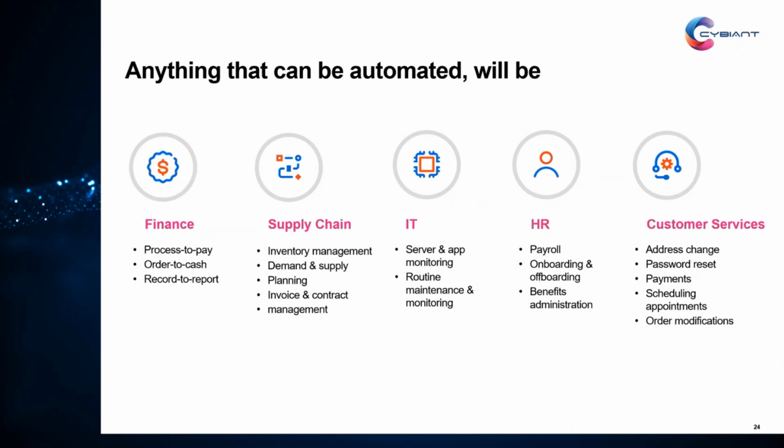For example, in the finance part, you need to do procure to pay, order to cash, and record to report. In the IT department, you need to do routine maintenance and monitoring of the server and application. In HR, we're talking about payroll, new staff onboarding and offboarding, benefit administration, and many, many others. These are tasks that basically fulfill the rules of being repetitive, that they need to do again and again in a transactional mode to get the task done.